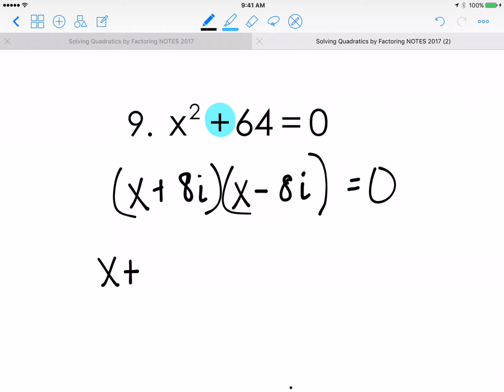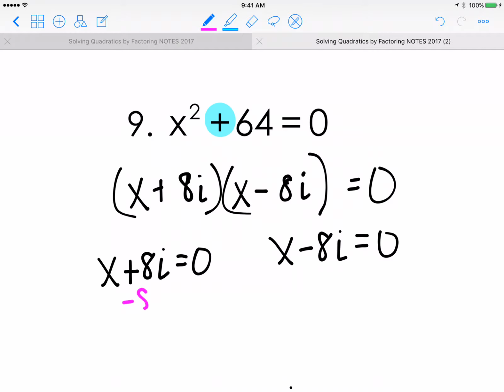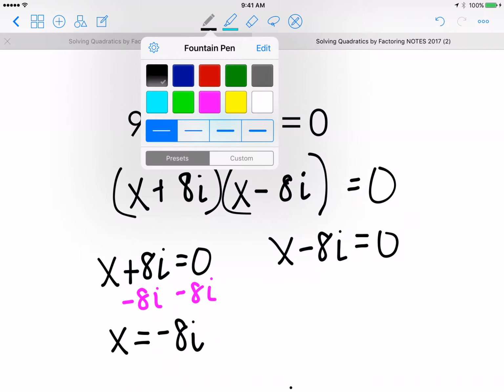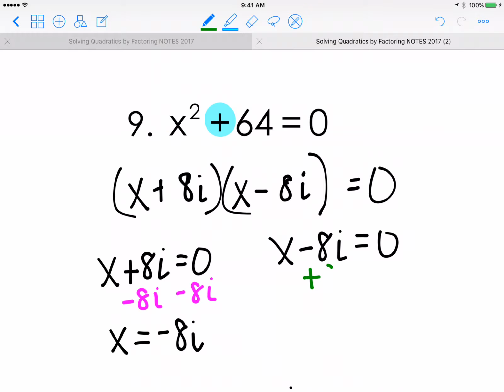And now we're going to set each one of these equal to 0. So here, if I wanted to get x by itself, I would have to subtract over the 8i. So I get x is equal to negative 8i. And then I leave it alone. That's my answer. All I did was isolate x. So now I do it on the other side. So I add 8i over to the other side, and now I get x is equal to 8i.